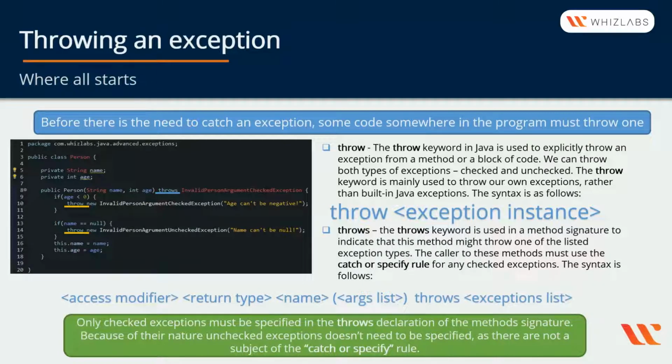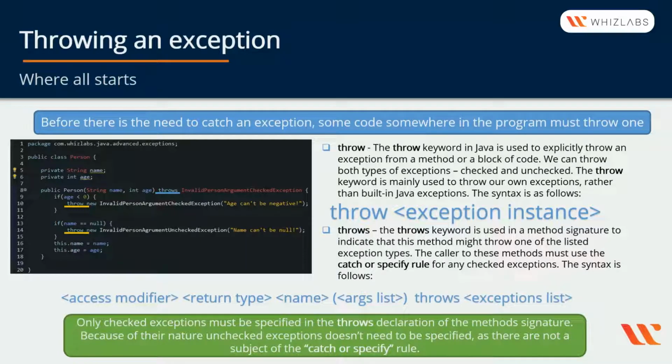The syntax is as follows: throw an exception instance. Usually, we create the instance of the exception by the time we throw it, but as you will see later in this chapter, this is not the only option.